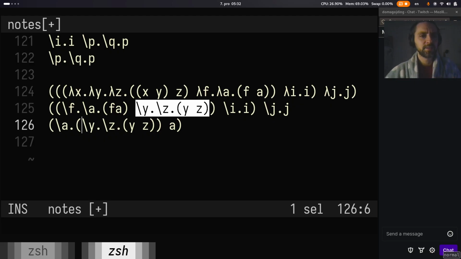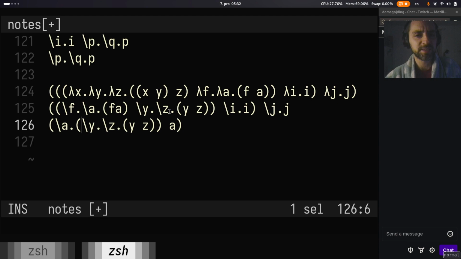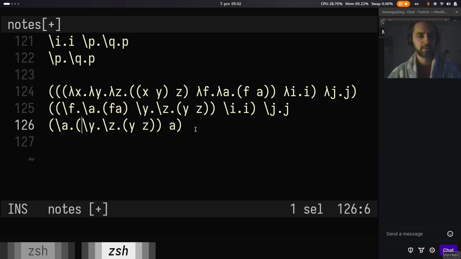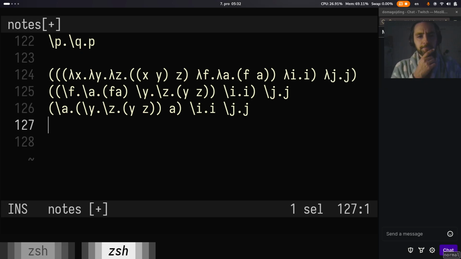So lambda a, we basically removed this f. We substituted this whole thing for the f. So we have lambda a, so we remove the head. So we have lambda a dot, this whole thing again, and then a, right? And then outside again, we have lambda i dot i, and lambda j dot j. So what do we have now? Lambda a dot, lambda y dot, lambda z dot, yz applied to a, lambda a.